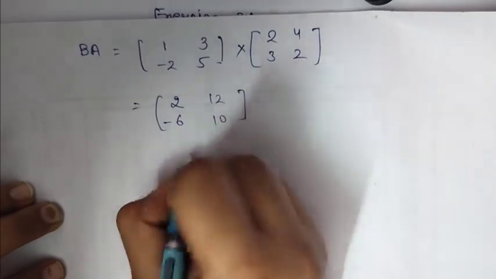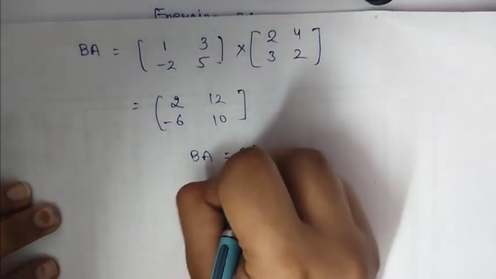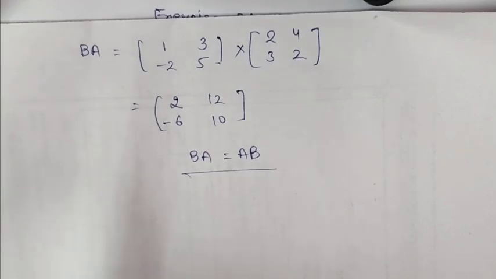So ba is equal to ab. Okay, this is the solution of the first question.